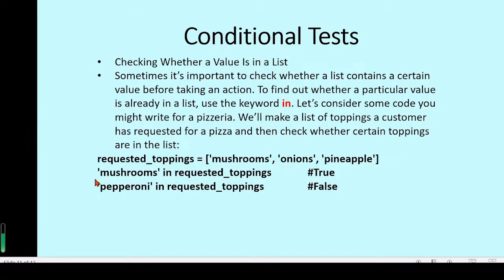Then we will run the conditional tests. Mushrooms in requested toppings. This is true because mushrooms is in the list. But if we run pepperoni in requested toppings, we'll get false because this list does not contain pepperoni.